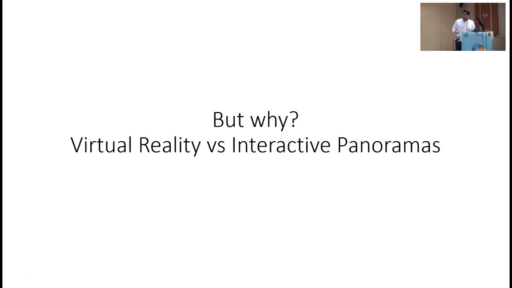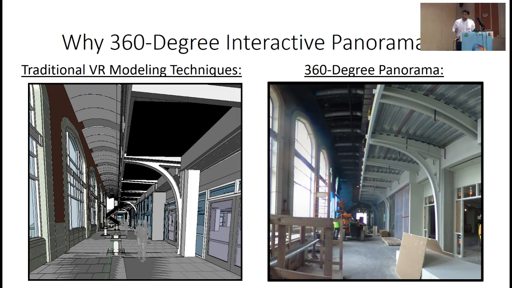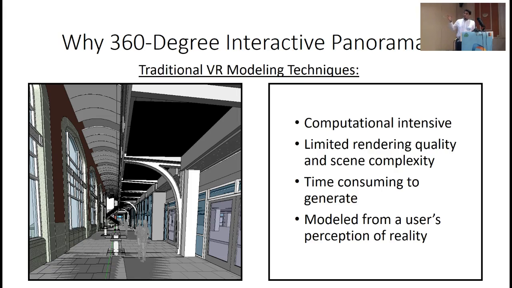So why do we want to do interactive panoramas versus virtual reality? In these two images, we can observe that with the traditional VR techniques and the 360 panoramas, we can observe the same amount of things in them. The issue with the traditional VR modeling technique is that it's really computationally expensive. Not all computers can use them. The bigger the project, the more expensive it is in terms of computing. Also, the quality rendering capacities of the computers is limited because it's still a digital model.